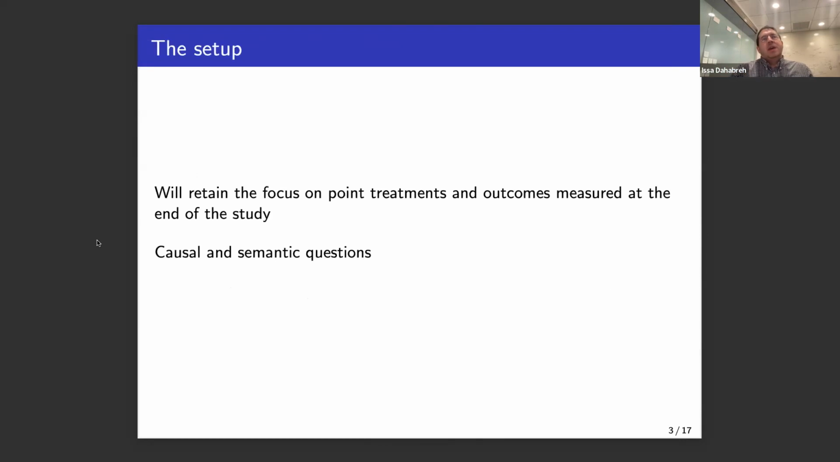Okay. And so throughout, I'll retain the focus on point treatments and outcomes measured at the end of the study, even though, as Shu says very clearly, this is perhaps not the most interesting case or the most common. Usually we have failure time outcomes and sustained treatments. But even in the very simple case of a point treatment and an outcome measured at the end, I think there are substantial causal and semantic questions I'd like to ask.